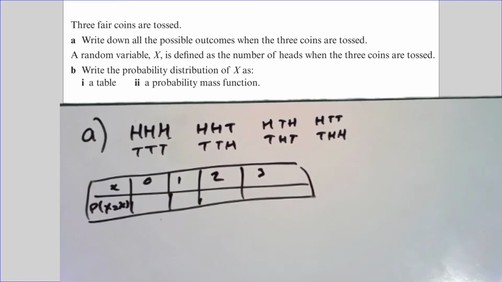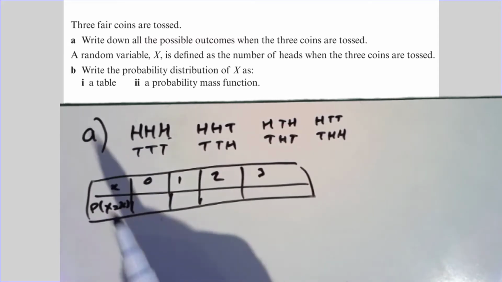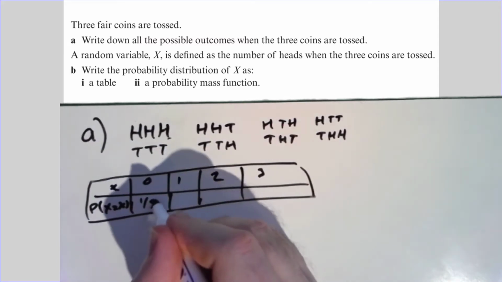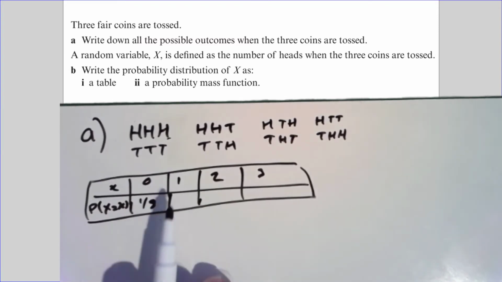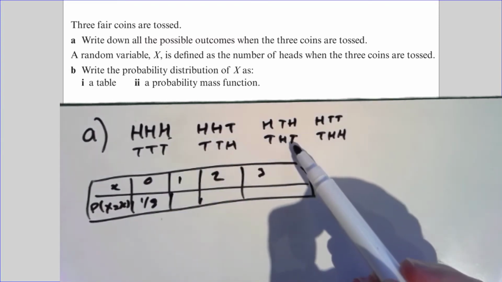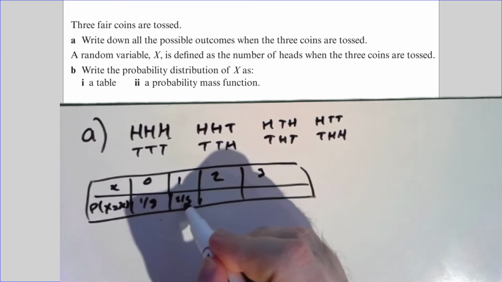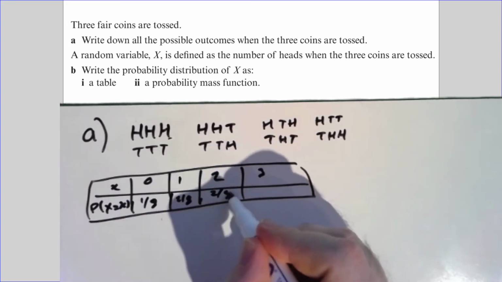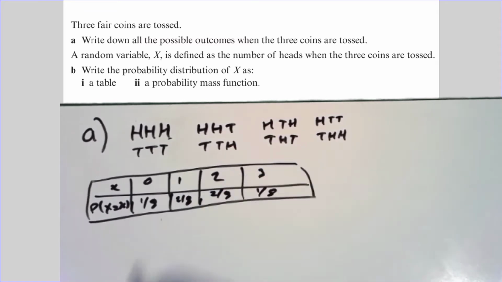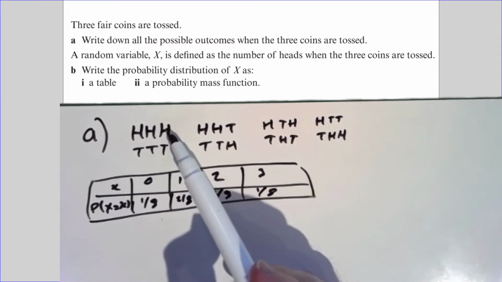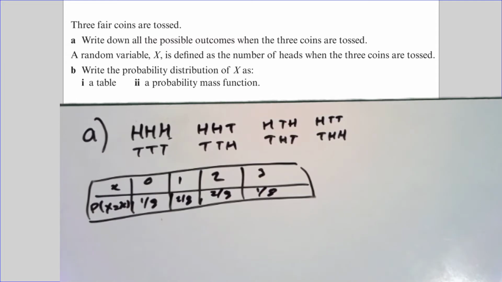Okay, so the probability of getting no heads is just this one, so it's 1 out of 8. Probability of getting 1 head, that would be this one and this one, so that's 2 out of 8. This one is also 2 out of 8, and this final one is 1 out of 8. The only possible outcome here for 3 heads is this one.